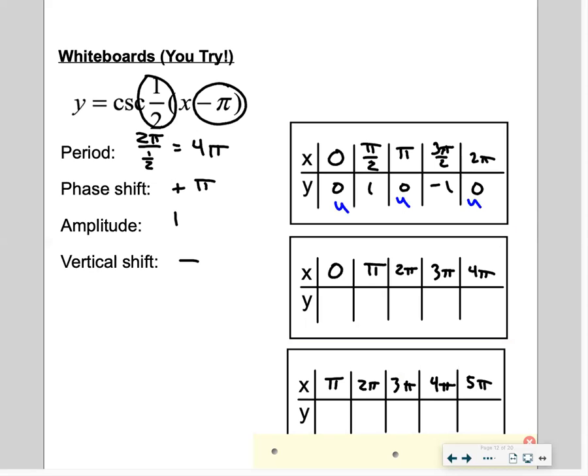Now there's no amplitude change, no vertical change. So actually your x values would stay the same. So undefined, undefined, undefined.